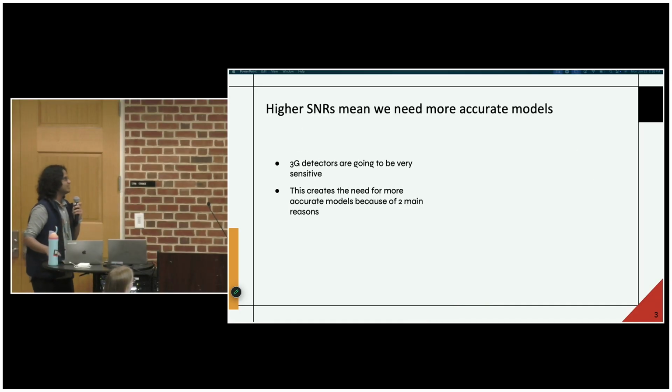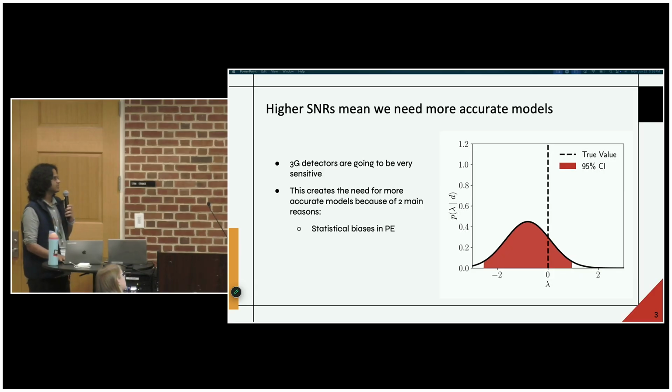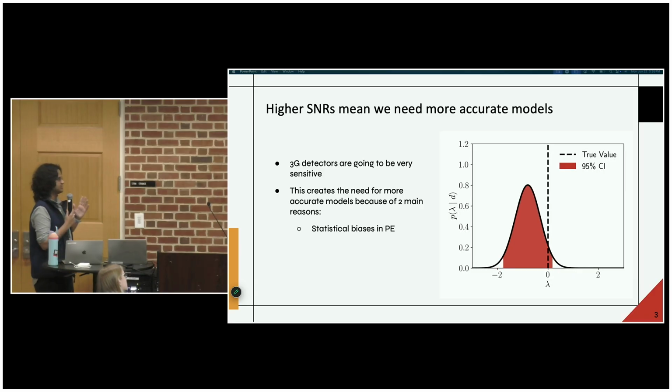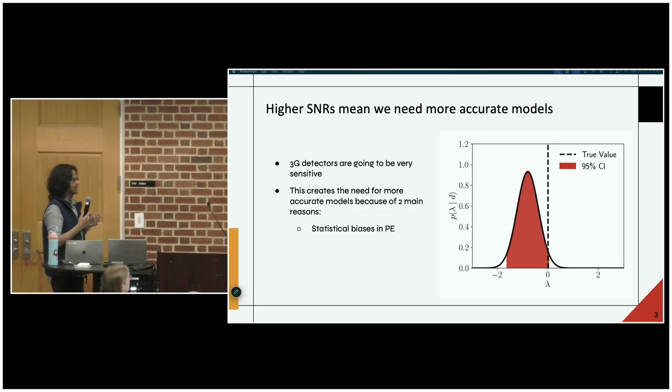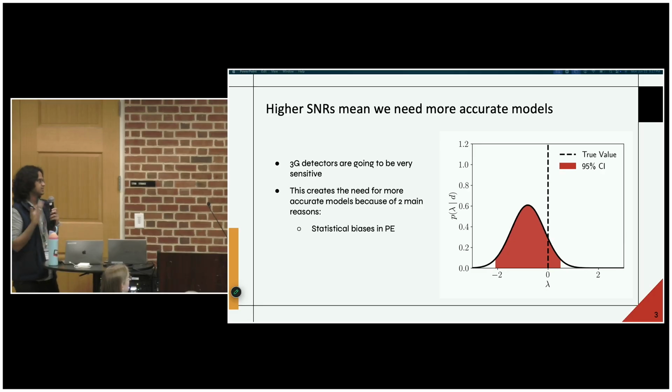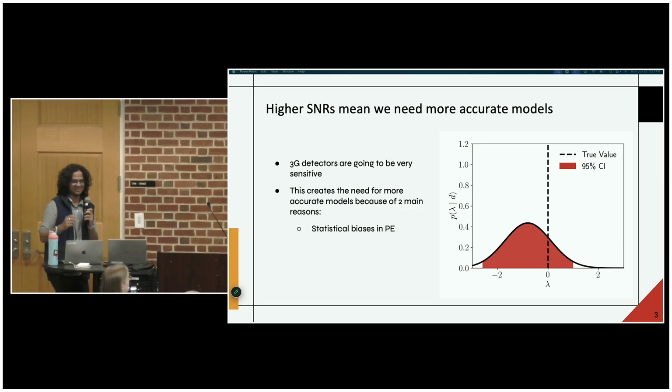Now with next-gen detectors coming up, we're going to need much more accurate models because we're going to be seeing signals with much higher SNRs. The reason we need higher accuracy is mainly twofold. The first one is that as you increase SNRs, your posteriors become sharper, and posteriors that initially would have contained the true value of parameters because of uncertainties might completely miss them as your SNR increases. And you can thank Deborah for this animation.